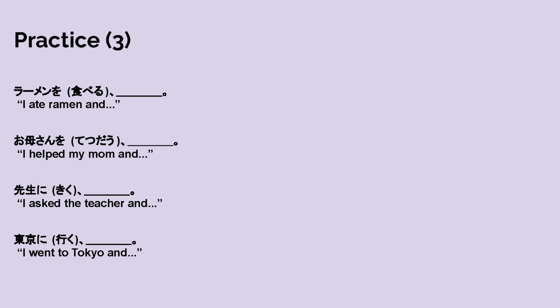Ramen o taberu, so change to the te form. Easy: tabete, drop the ru, add te at the end. And then, I helped my mom and then did something else. Okasan o tetsudau, change to the te form: tetsudatte. I asked the teacher and then did something else. Sensei ni kiku. Kiku also means to listen and to ask, both. So sensei ni kiku, the te form is kite. And then, I went to Tokyo and also did something else. Tokyo ni iku, that's an irregular, so ite.